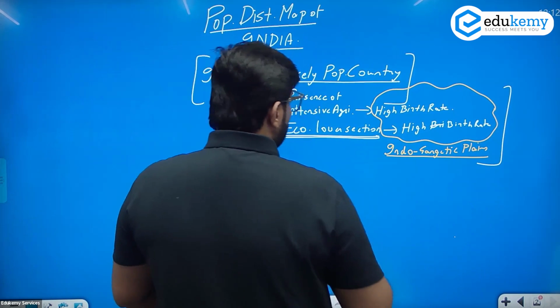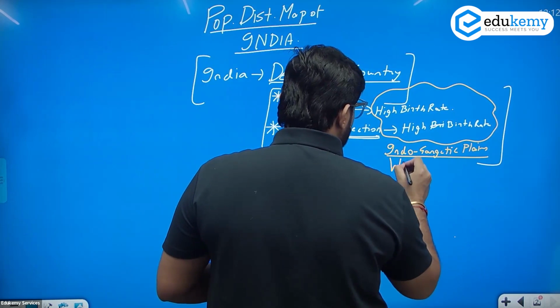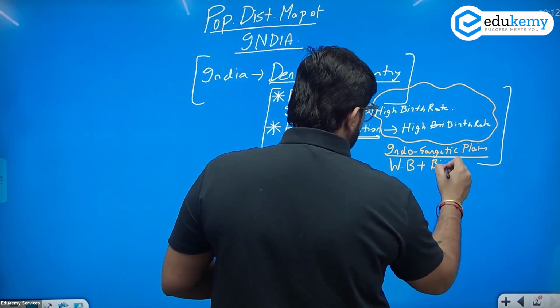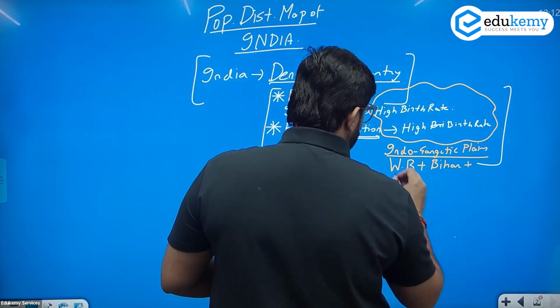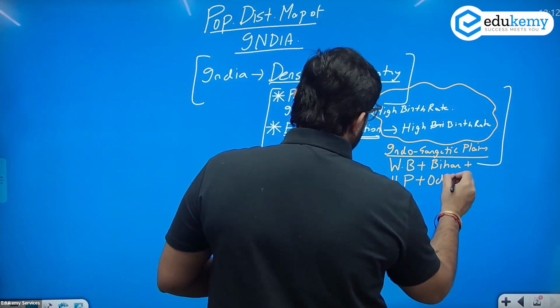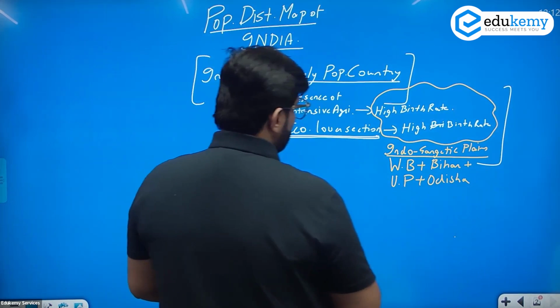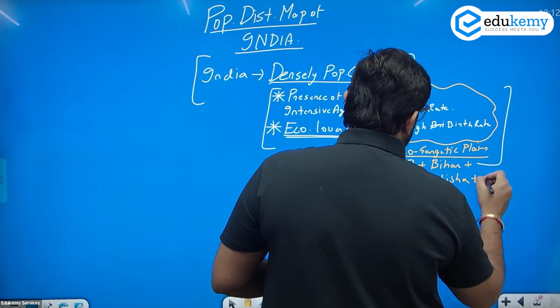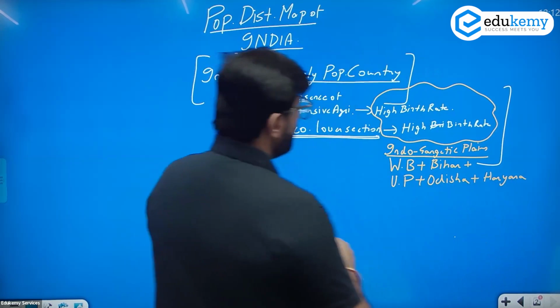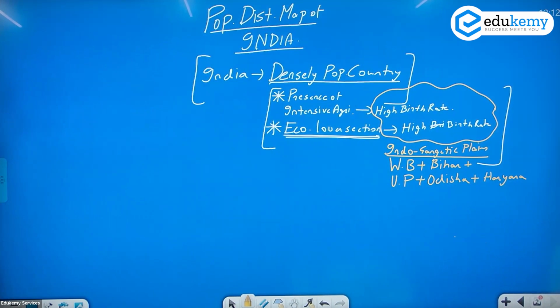Now, guys, in the region of Indo-Gangetic Plains, these high birth rates are majorly observed in the region of Bihar, West Bengal, UP, Odisha, though Odisha is not a part of Indo-Gangetic Plains, as you know, and to a certain extent in Haryana. These are the major regions where we have relatively higher birth rates.